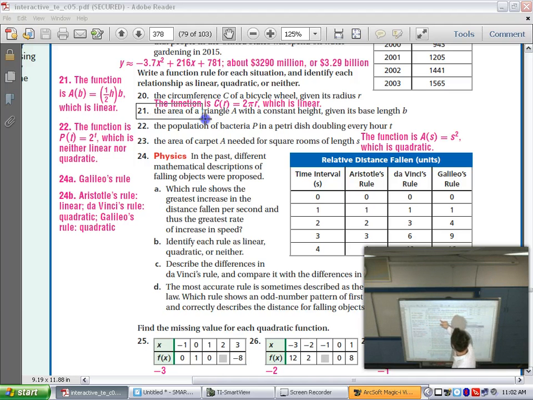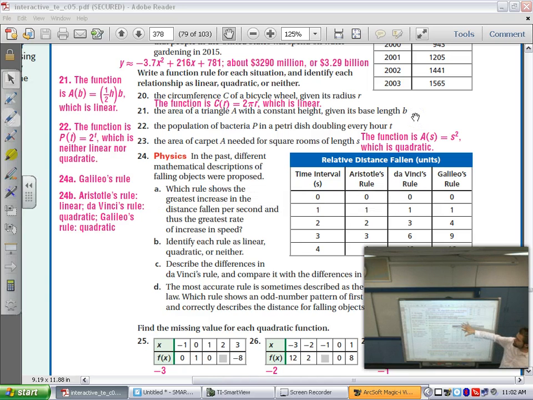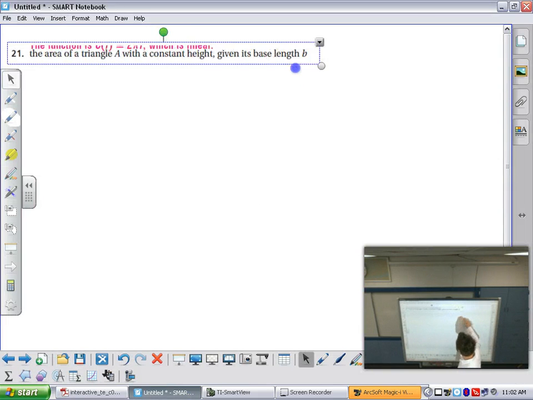Now, 21 is an interesting problem. All of these down here say, write a function rule, that's an equation, write a function for each situation, and identify, is the relationship linear, quadratic, or neither? Well, neither. That's weird.